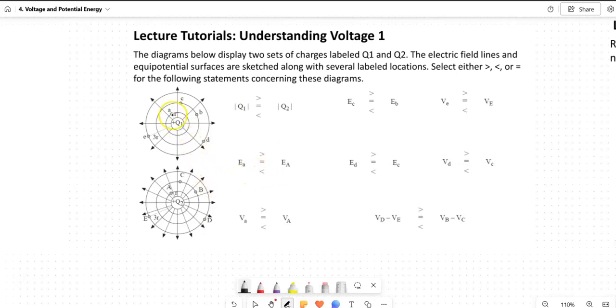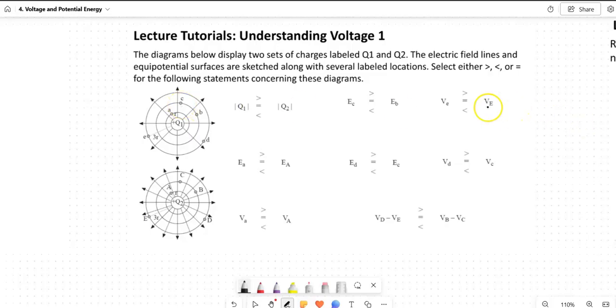So what's the electric field at A compared to the electric field at capital A? And what is the voltage at A compared to the voltage at capital A? So which one's higher up? You're going to have to answer all these questions. Here, how is the electric field at lowercase c compared to the electric field at lowercase b? And what is the electric field at lowercase d compared to the electric field at lowercase c?